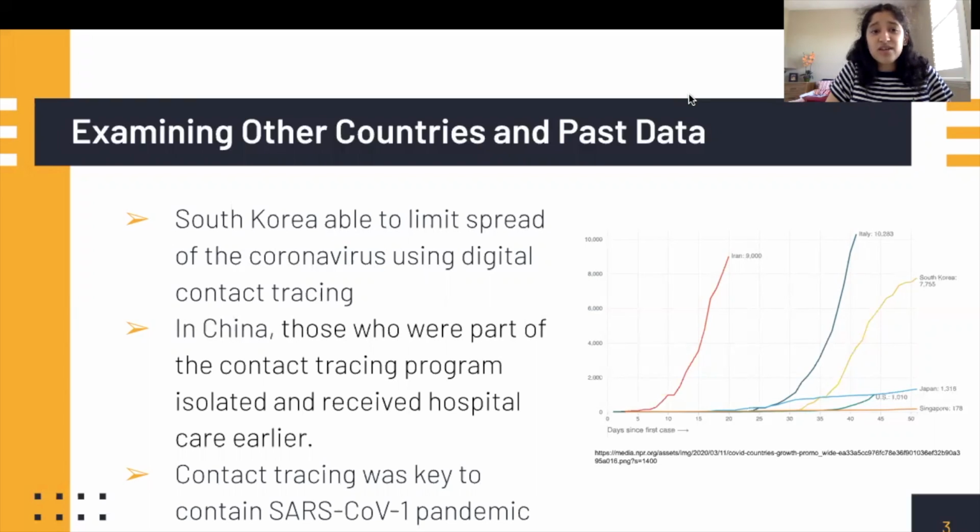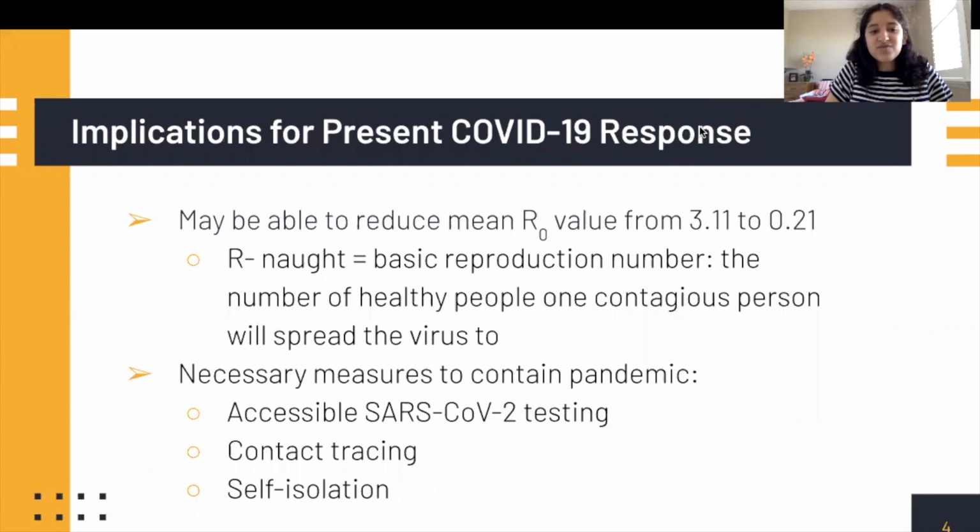A recent outbreak in Beijing was also halted due to the aggressive use of contact tracing. In addition, a study from Shenzhen, China, showed that when compared to symptom surveillance, those who were part of the contact tracing program isolated and received hospital care earlier. Contact tracing also played a key role in containing the 2003 SARS-CoV-1 coronavirus outbreak.